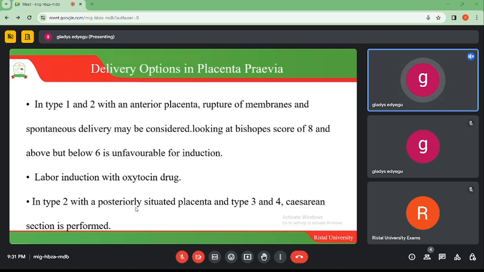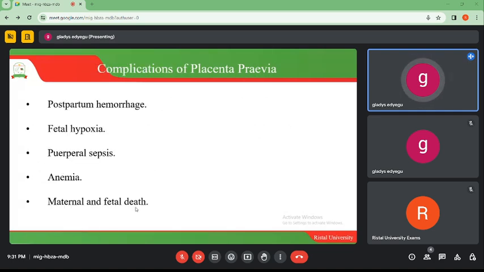So type 2 posterior is when the placenta is at the lower part of the uterus, the lower part of the segment. Posterior, you know what posterior is, anterior. So anterior and posterior. Anterior, you can easily do vaginal examination. Then posterior, when it is below, you should avoid a vaginal examination. That is now posterior type 2, and then type 3 and 4. Those ones are basically for cesarean section.